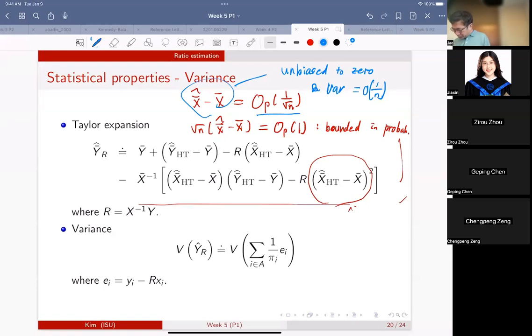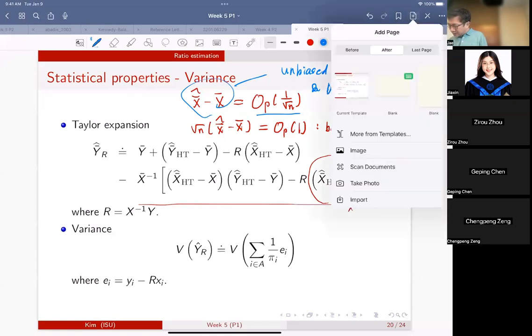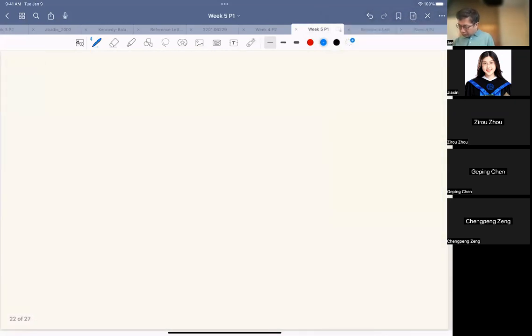So to be rigorous, let me briefly explain. This is probably beyond 521. But what is the exact meaning of this one? Bounded in probability.